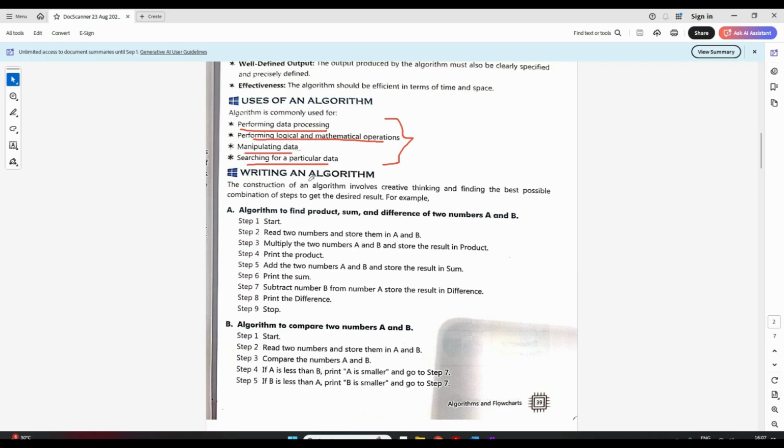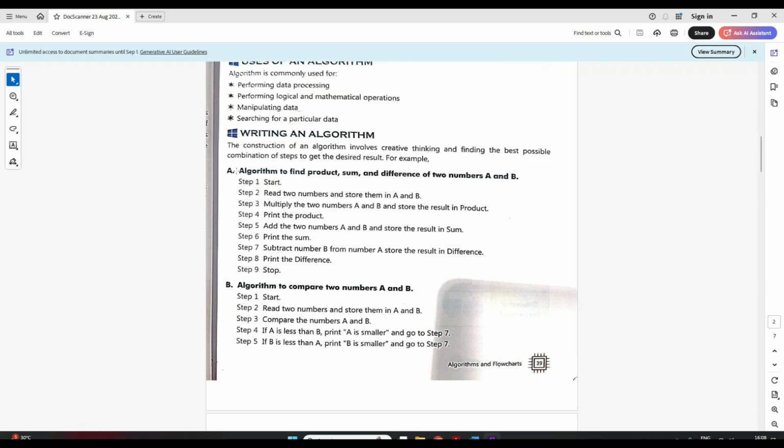Okay, now we'll quickly move on to writing an algorithm. To write an algorithm, we need to have certain defined steps, right? Now we'll go over the examples of your book one by one and try to understand, right? So the first example is to write an algorithm to find the product, sum and difference of two numbers a and b. When you're reading the problem, first try to find out what my input is here, what the output required is, and in the middle what processing I have to do. These three things are very important: input, output and the processing that you need to do.